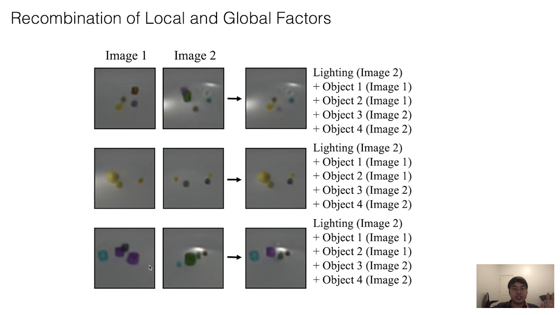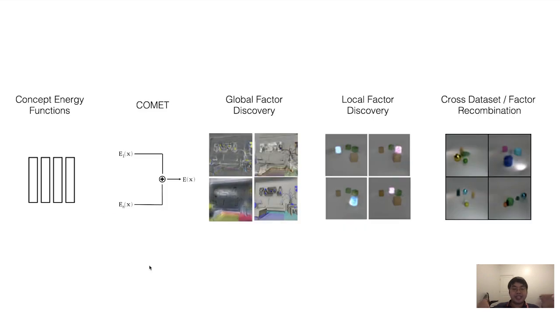In conclusion, we presented COMET, a flexible and general framework for discovering both global and local factors in a completely unsupervised manner that enables them to generalize well even across different data sets and different models of COMET. We believe future work could include further scaling these to higher resolution images.